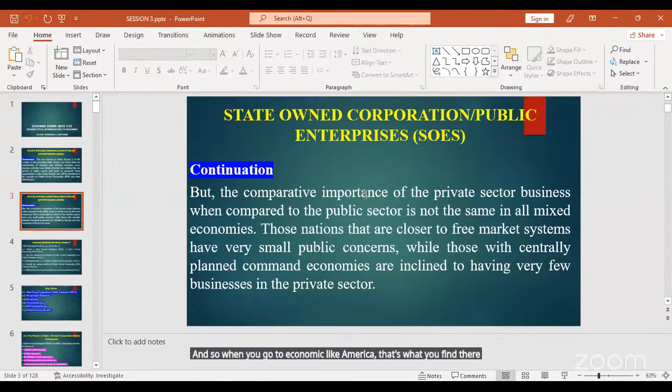But when you come to a place like Nigeria, what you have is not a free market system. Okay? What we have here is a mixed system whereby you have both the government and individuals having responsibility of ownership of businesses.